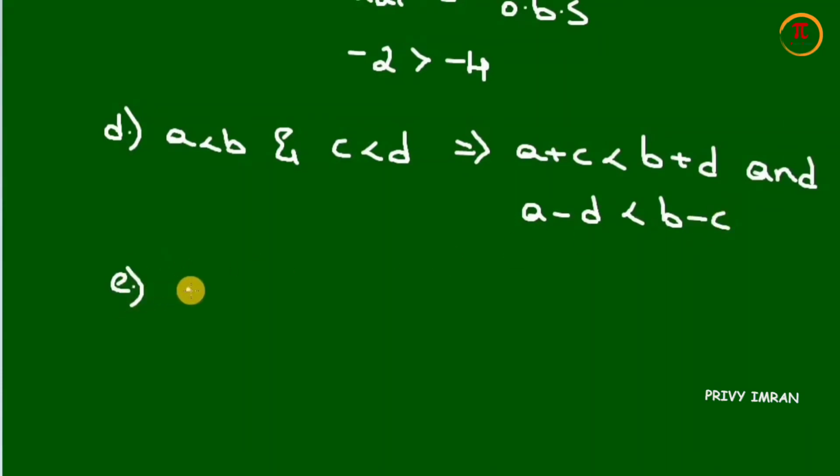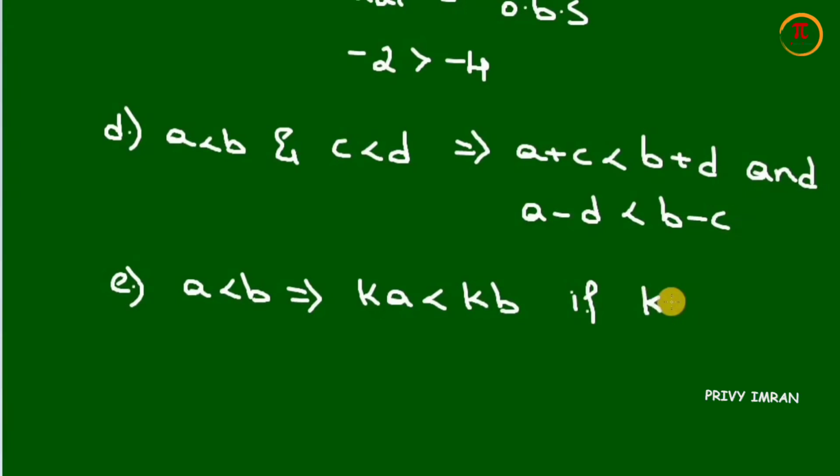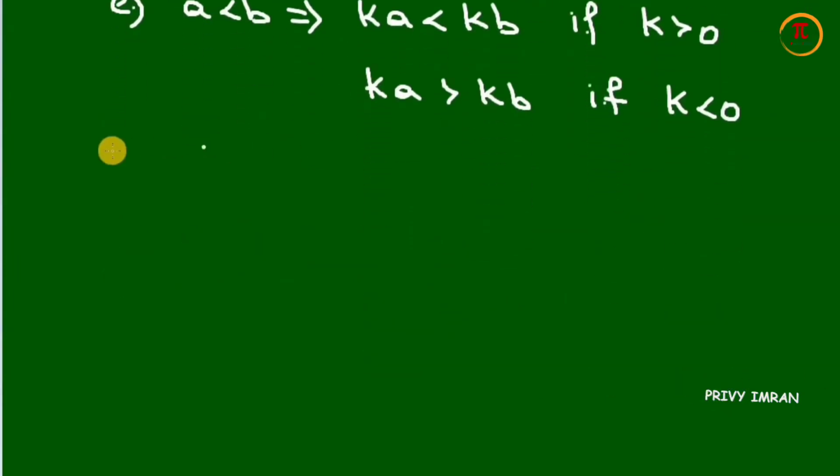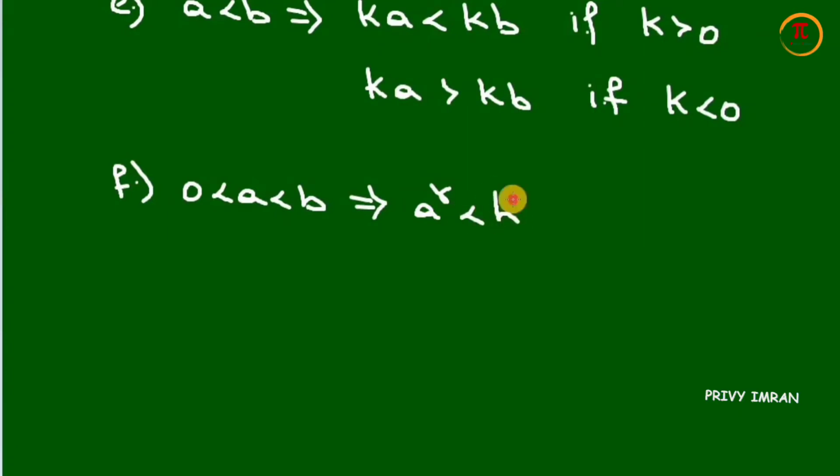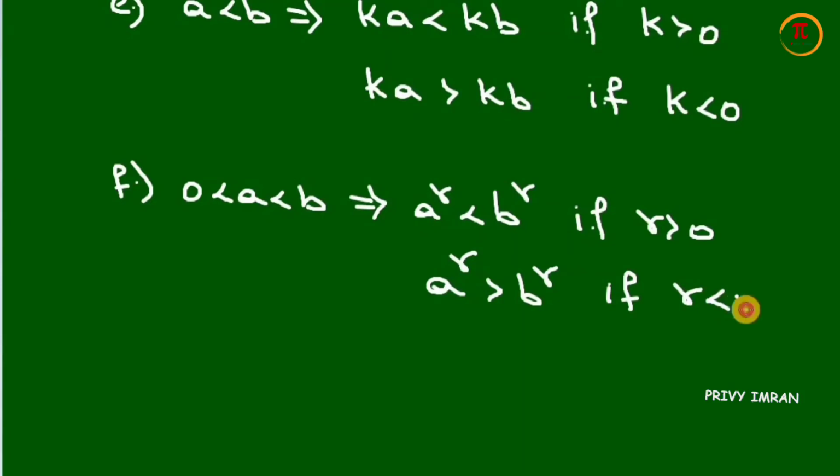Point E. If a less than b, then ka less than kb if k greater than 0, and ka greater than kb if k less than 0. Point F. If 0 less than a less than b, then a power r less than b power r if r greater than 0, and a power r greater than b power r if r less than 0.